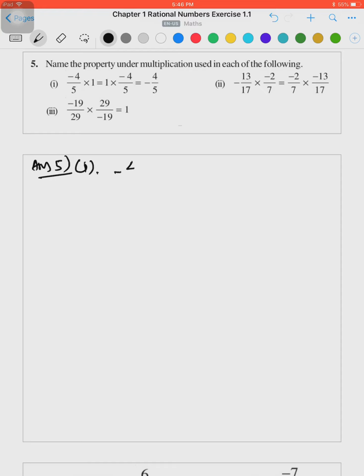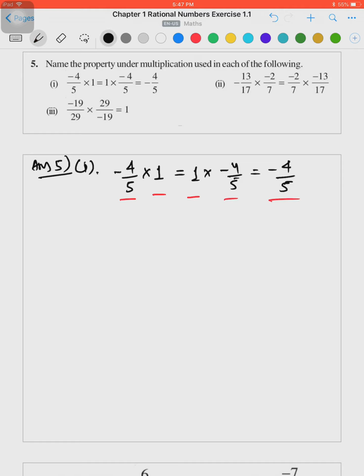First we have minus 4 by 5 multiplied by 1 equals 1 into minus 4 by 5 again, which equals minus 4 by 5. As you can see here, we have the number minus 4 by 5 multiplied by 1, and now we have 1 multiplied by minus 4 by 5 again, resulting in minus 4 by 5.